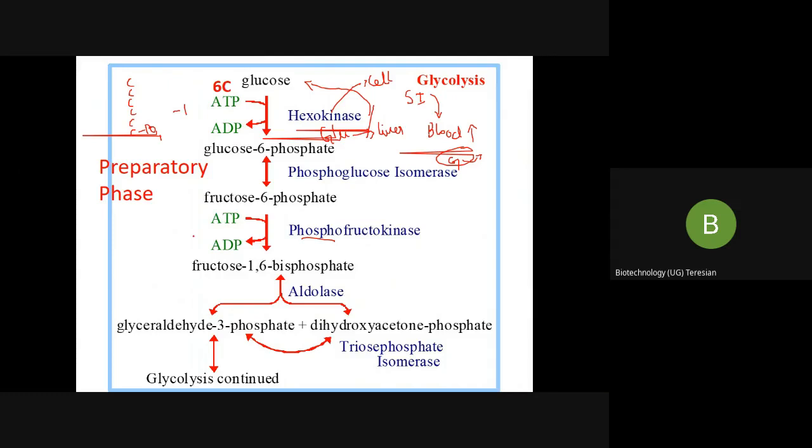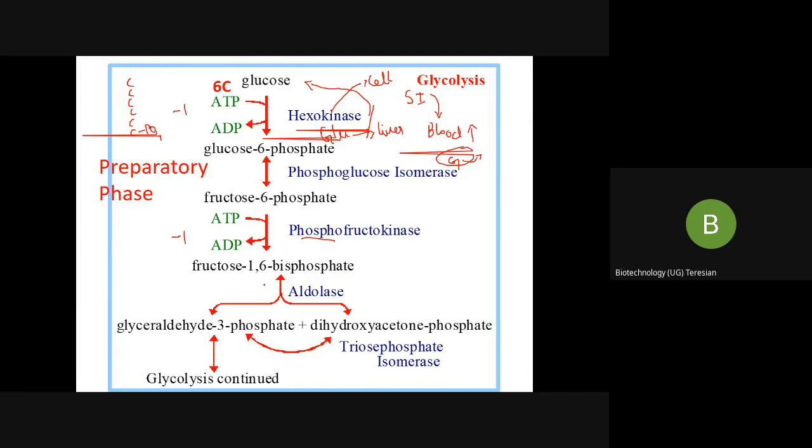So again, what has happened? We have lost one more ATP. So together we have lost 2 ATP. This is a rate limiting step, that is, it determines the speed of the reaction at which glycolysis happens. So this is an important step. It is a rate limiting step. It determines the speed at which the glycolysis is occurring.